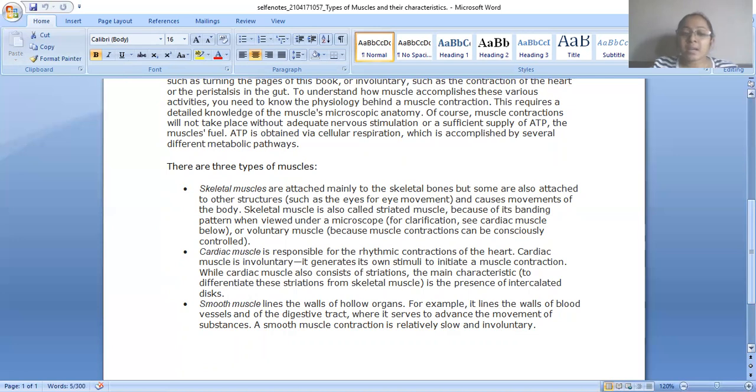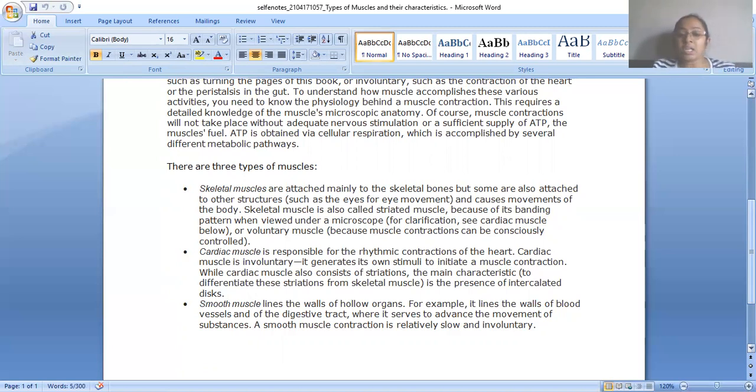Cardiac muscle also consists of striation. Here also we can see microscopic bands like the A band or the Z band. The main characteristic is the presence of intercalated discs. The presence of the disc is the main difference from the skeletal muscle. Two basic differences: one, it generates its own stimulus and is involuntary, and second, the presence of intercalated discs. Okay, so that's how it is different from the skeletal muscle.